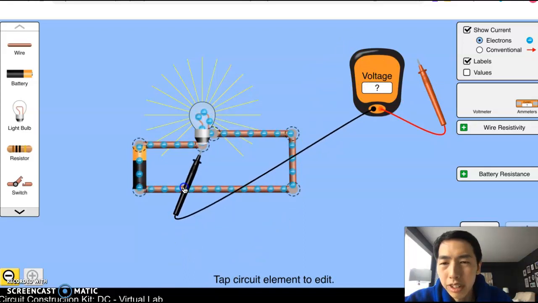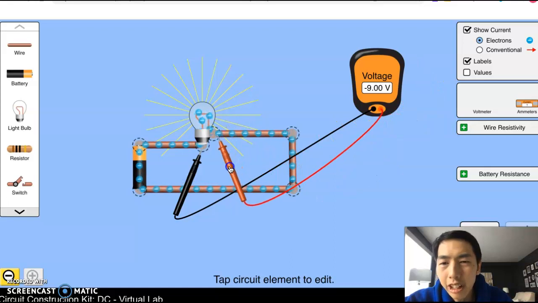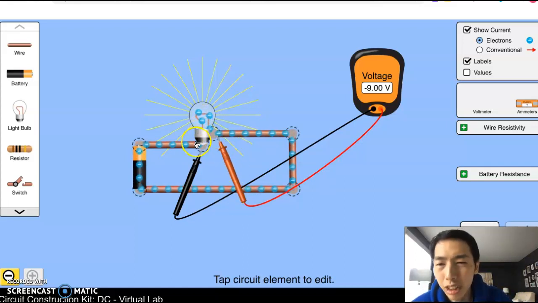For example, I can put them across the light bulb. So one needle there and one needle on the other side of the light bulb. And now this is showing negative 9 volts. So this means that's how much energy basically each charge is using up as it goes through the light bulb. And we use the language across. Okay, that's a review from the last lesson. I'm measuring the voltage across the light bulb from one point to the other point.